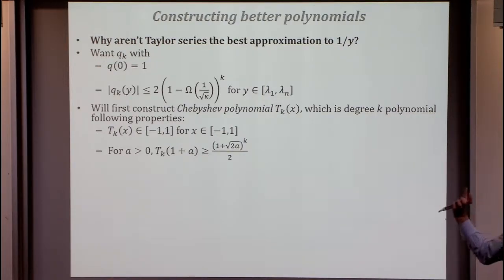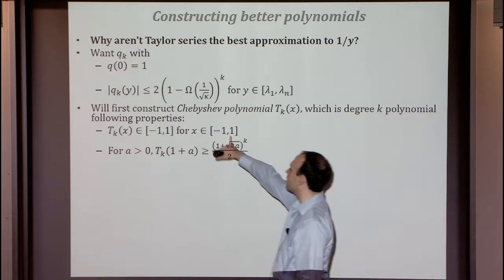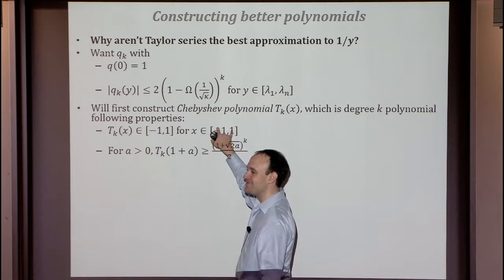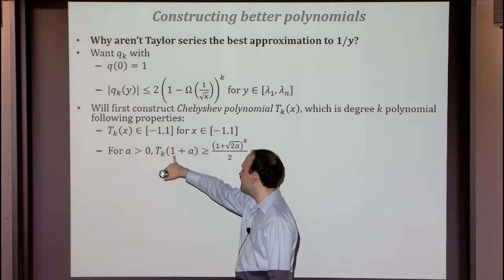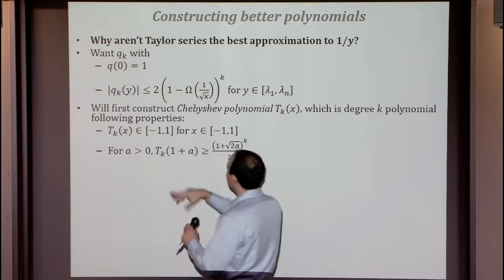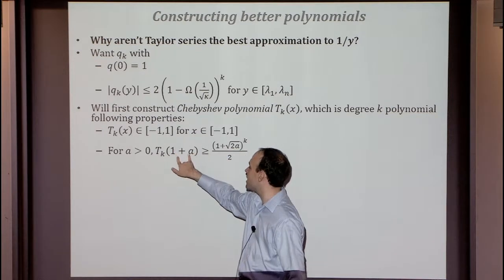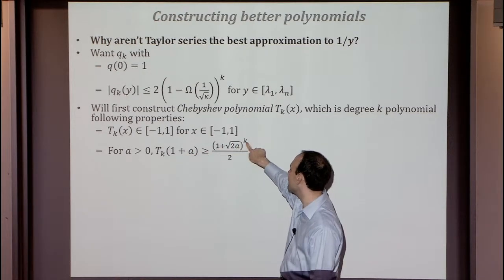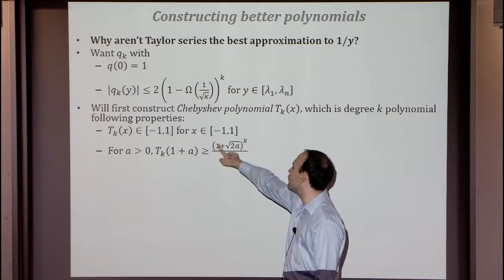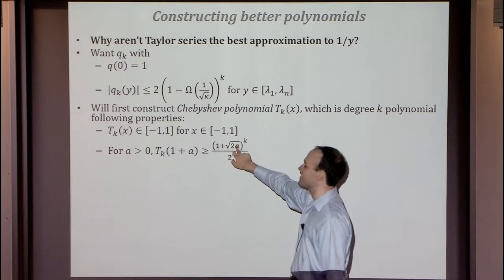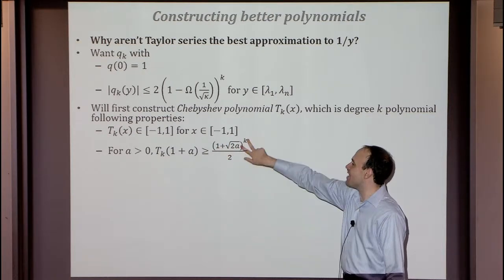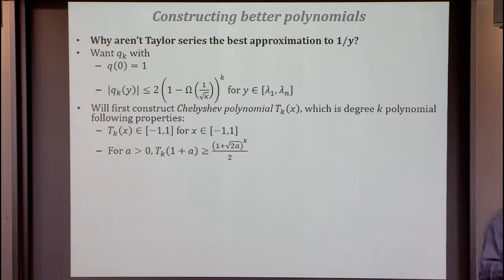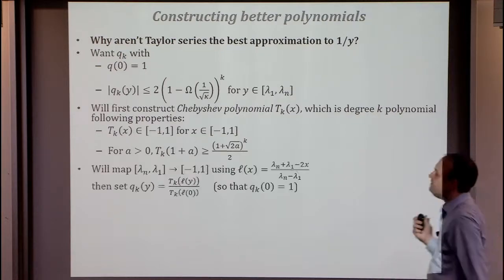Inside -1, 1, they're bounded by -1 to 1, and if I apply them to anything to the right of the interval, say 1 plus a for any positive a, they blow up exponentially in k. The kth one looks like 1 plus root a, something like that, the constant doesn't matter, raised to the kth power. So they shoot off to infinity very quickly, and they turn out to be optimal for a property like this.